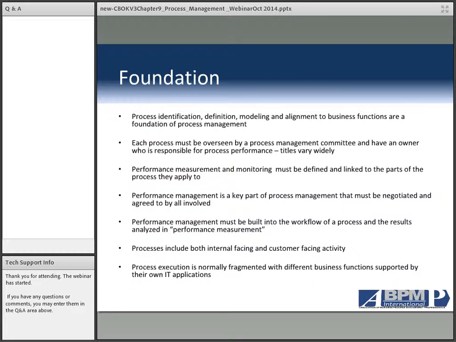I apologize for the technical difficulties that we're going through, but we'll just push our way through this, and hopefully they'll get behind us.